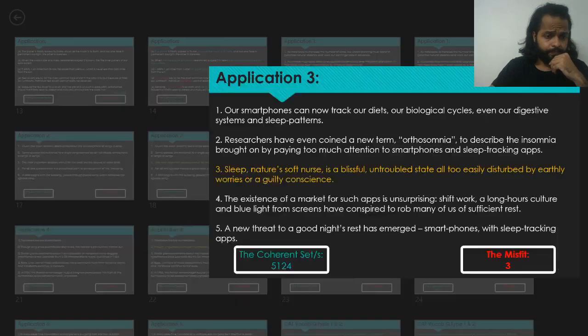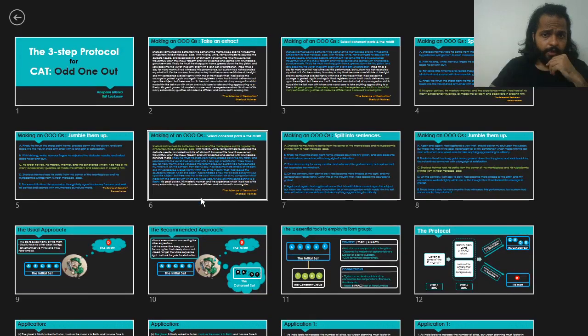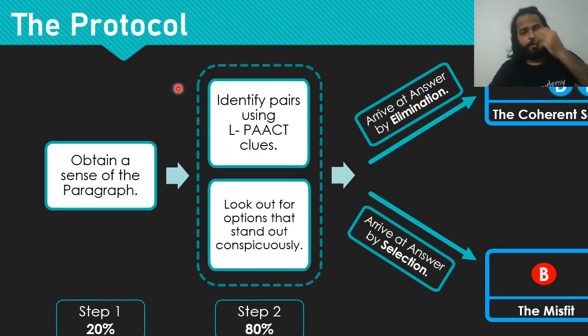And that's the three-step protocol. Obtain a sense of the paragraph, and while doing this, identify the context and the connections. At the same time, look out for options that stand out conspicuously and either arrive at your answer by elimination or by selection. So that's from my side.